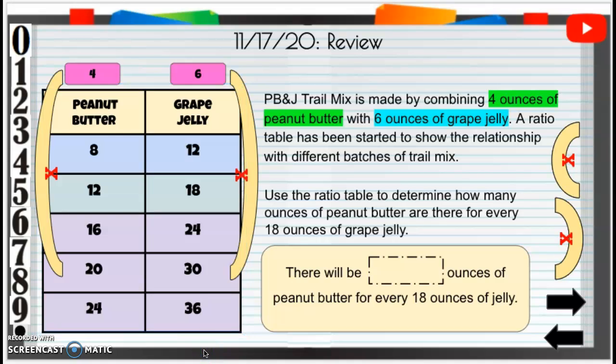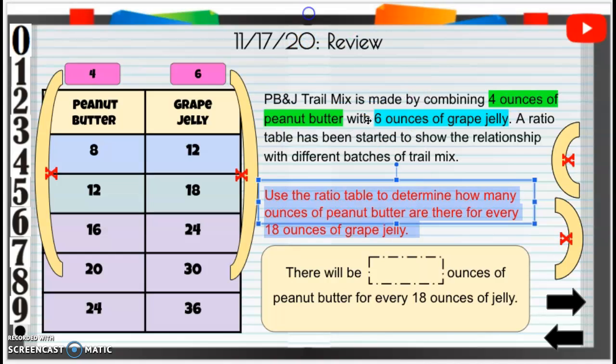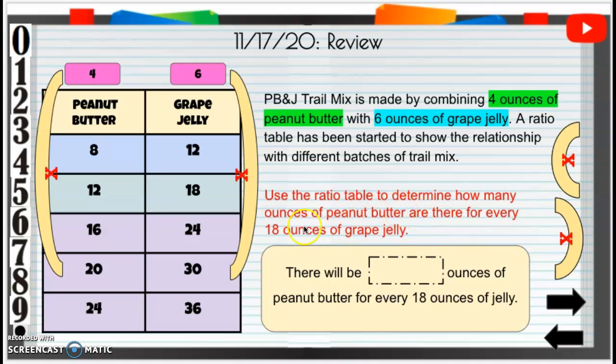And so on. Now that we have our table filled out, we're going to use this ratio table to determine how many ounces of peanut butter are there for every 18 ounces of grape jelly. So, how many ounces of peanut butter? We don't know. But the grape jelly, it says 18 ounces of grape jelly. So we're going to look for that 18 ounces of grape jelly. So here's our grape jelly. We're going to look for 18. Oh, here's that 18.